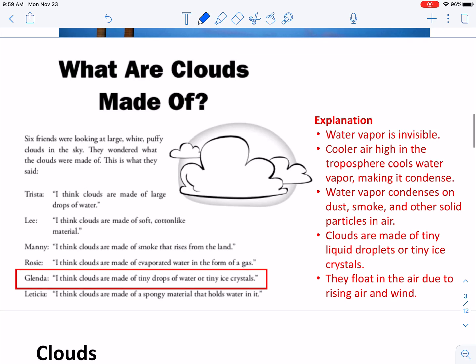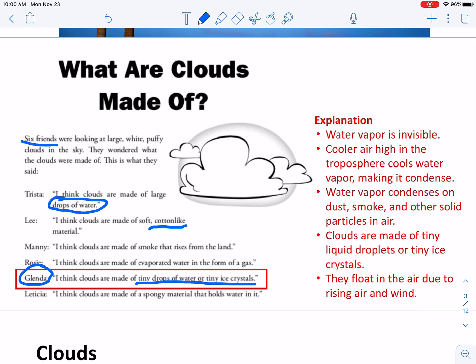So you had this formative assessment probe where six students, friends, were debating what clouds are actually made of, and the most correct description is Glenda: I think clouds are made of tiny drops of water or ice crystals. Looking at each of these, Trista, large drops of water. If that was the case, we would be experiencing rain constantly. That's how rain falls. I think clouds are made of soft cotton-like material. Obviously not, else airplanes, when they flew through it, would stop or crash or burn up.